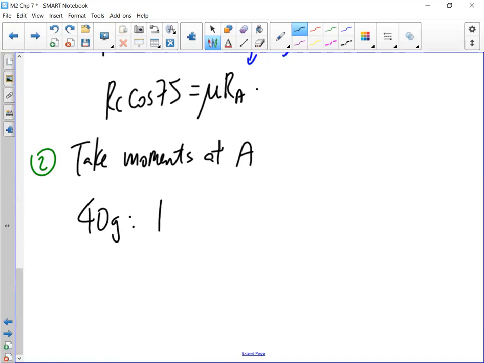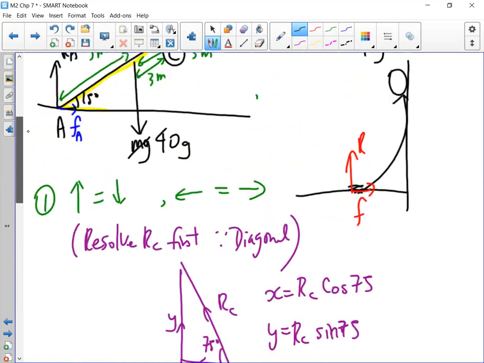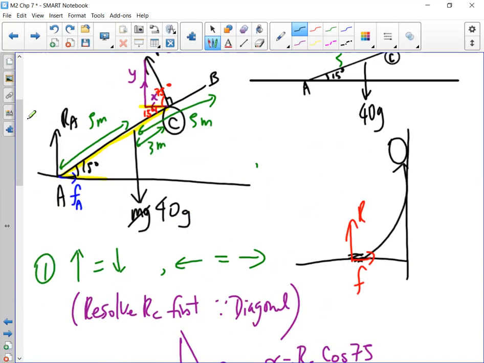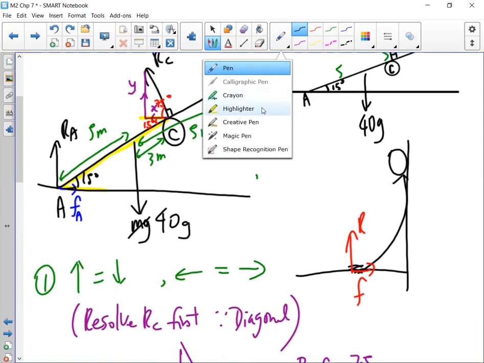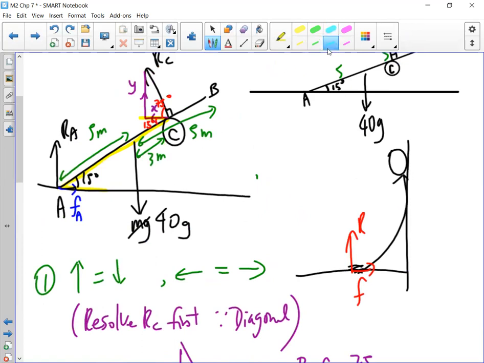Remember the formula for moment. Moment equals force times perpendicular distance. Question for you. Where is the perpendicular distance from A to 40G? It's right here.